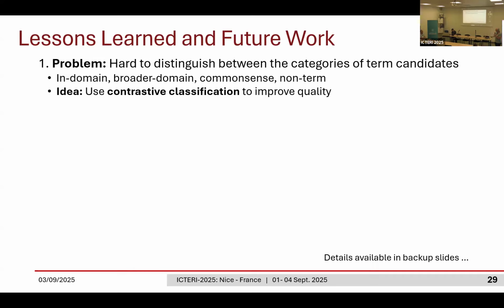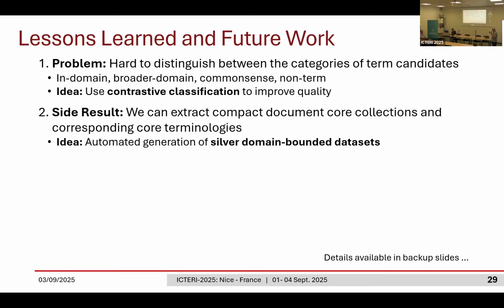without distinguishing these categories. The idea here, on how to solve this, is to use contrastive classification to improve the quality, to find out which of those are in domain, broader domain, out of domain, and probably non-terms. As a side result, we can extract compact document core collections and corresponding core terminologies, as already mentioned implicitly when we discussed the diagrams and the thresholds. The idea here is to use automated generation of silver domain-bounded datasets, which are compact.